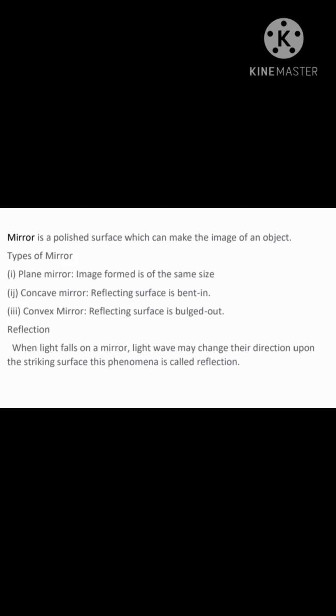The last topic we are left with is reflection of light. When light strikes any surface, it gets bounced back or reflected back, and that phenomenon is known as reflection of light. When light falls on any smooth surface, it gets reflected back. So the bouncing back of light on striking a smooth surface is known as reflection of light. I hope this phenomenon is also clear.